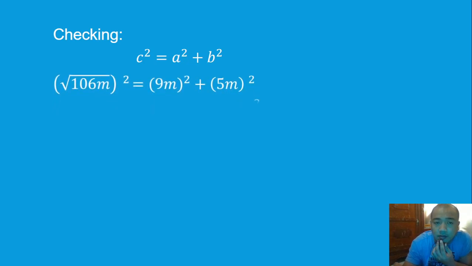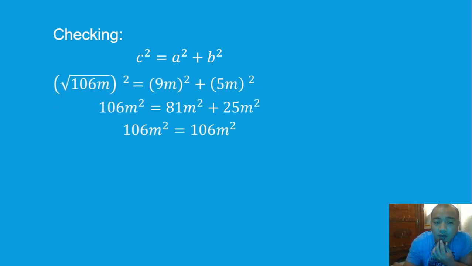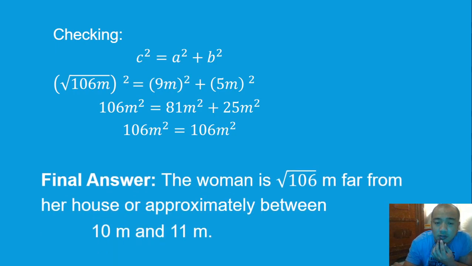And let's try to check using the Pythagorean Theorem. 106 is equal to 106. So the woman is square root of 106 kilometers far from her house, or approximately between 10 kilometers and 11 kilometers.